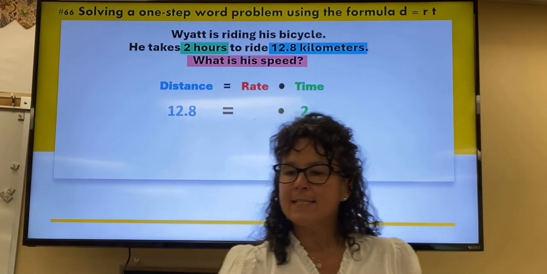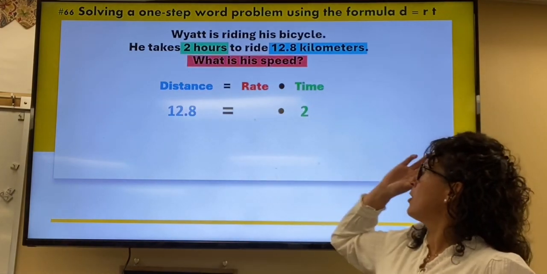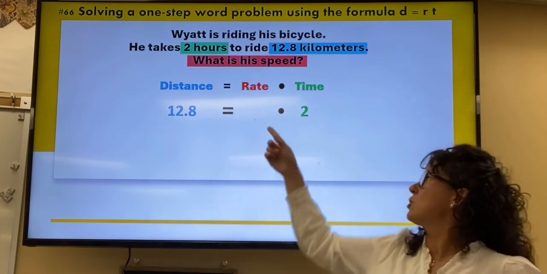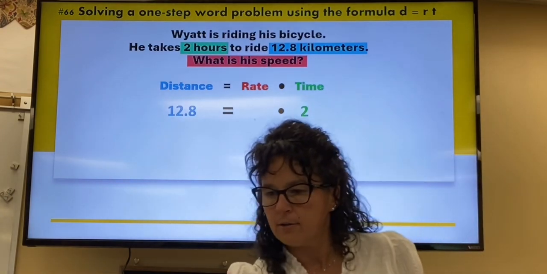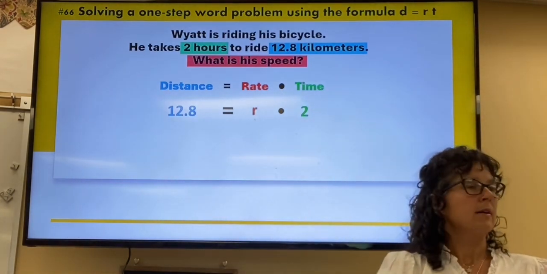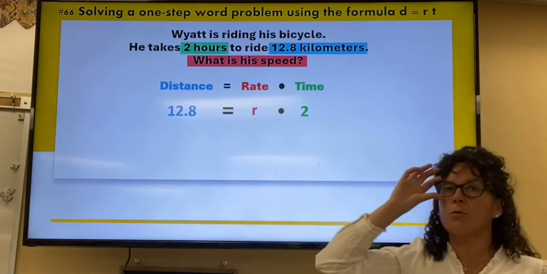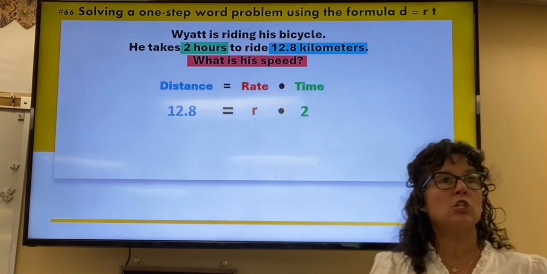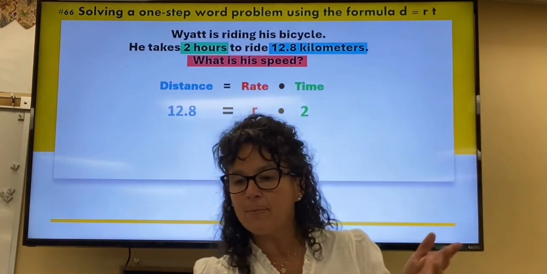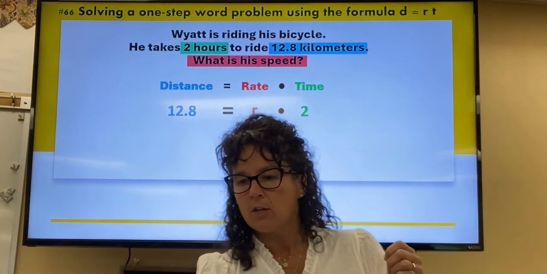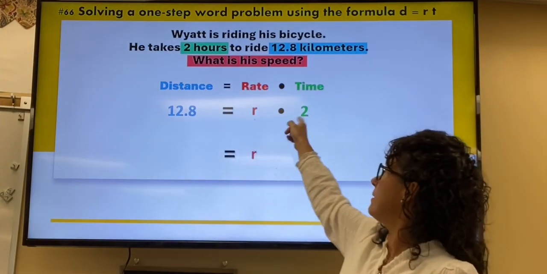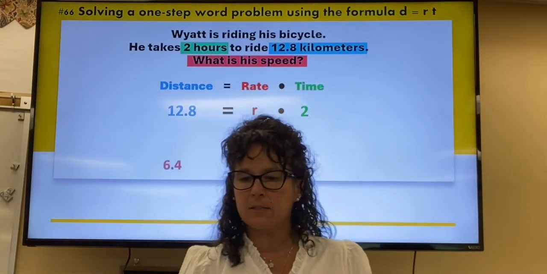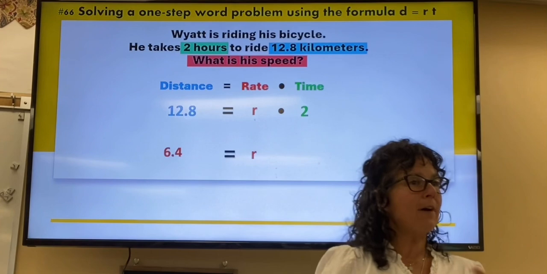And then what is his speed? So that's another way of saying what's the rate. So I'm missing the R. Now that I have 2 of the 3 substituted, I can solve it. To get rid of multiply by 2, I'm gonna divide by 2 to get R by itself. So if I take 12.8 divided by 2, I'm gonna get 6.4. It's how fast they're going.